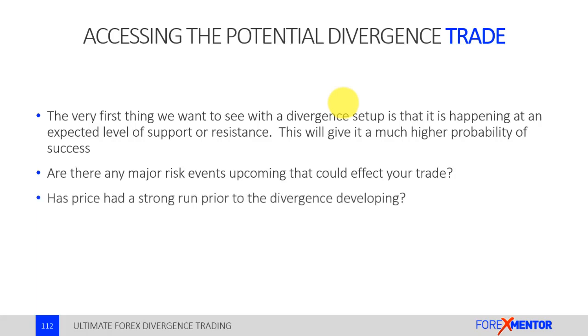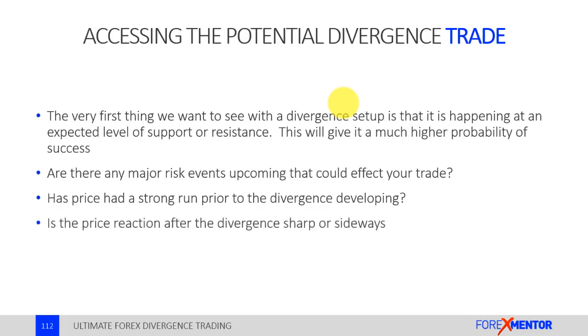Has price had a strong run prior to the divergence developing? Folks, divergence that happens in a sideways market is just not very effective. Okay, so you want to see divergence that occurs after a strong run, and the best are after the market extends into a strong level of support and resistance, and then we see that divergence, then we see the strong price reaction. Those are the best divergence setups you're going to find.